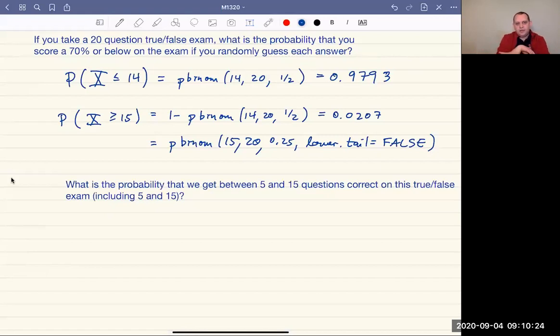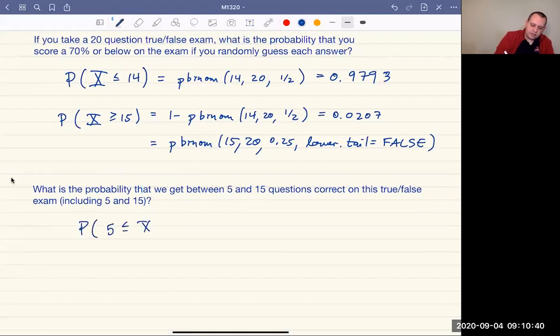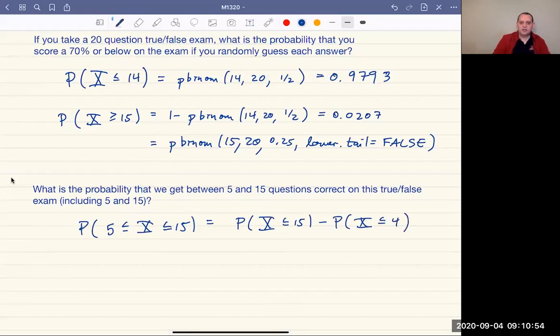Well, think about how we would answer this question. Again, I want you to take a second and think about what would be the right command in R to do this. It turns out that in order to think about the probability of getting at least 5 questions correct and at most 15, you can think about this as getting at most 15 questions correct, and then we're going to subtract the probability of getting at most 4 questions correct. What we're going to be left with is the probability of getting at least 5, but no more than 15 questions correct. So if we were to type this in R, this would be P binomial.